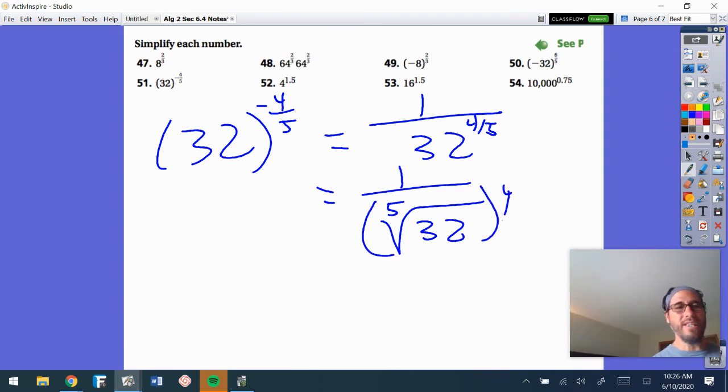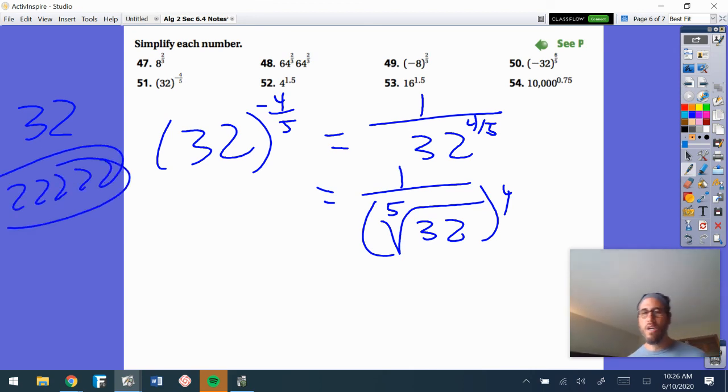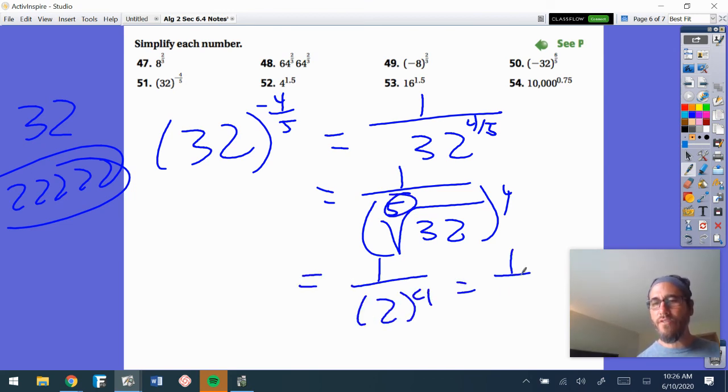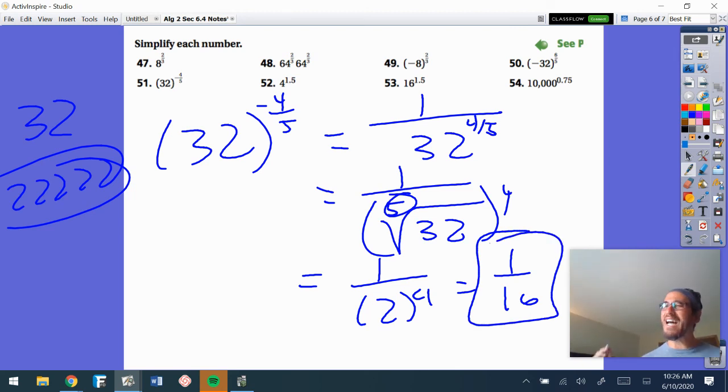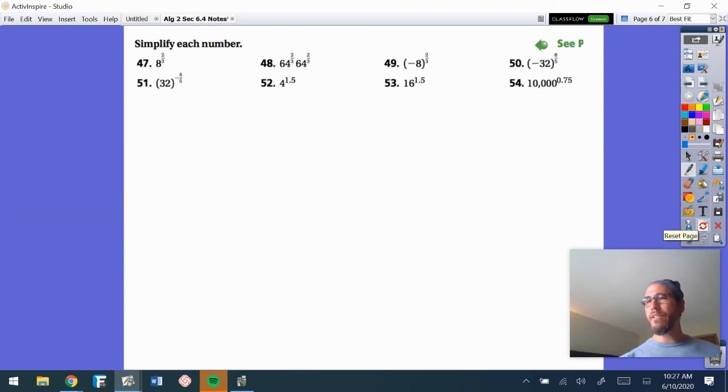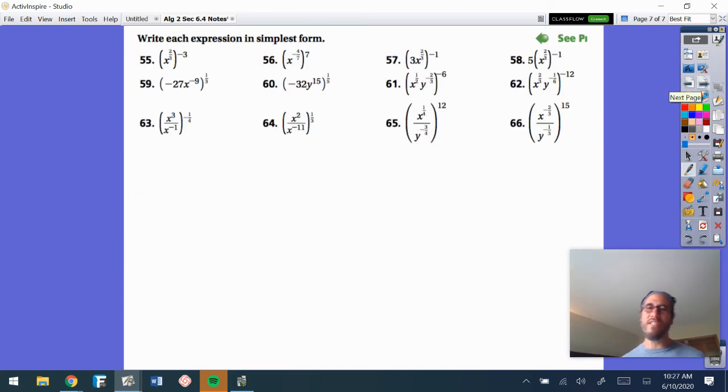Okay, so 32. I think we just got done doing this. That's 1, 2, 3, 4, 5 2s. Well, if there's five 2s and there's a 5 in the ditch, then that means it's just 1 over 2 to the 4th. Well, what's 2 to the 4th? It is 16. Done. So we got one page to go. Hopefully this stuff is okay. You may need to come in to help just to get confidence on this stuff.